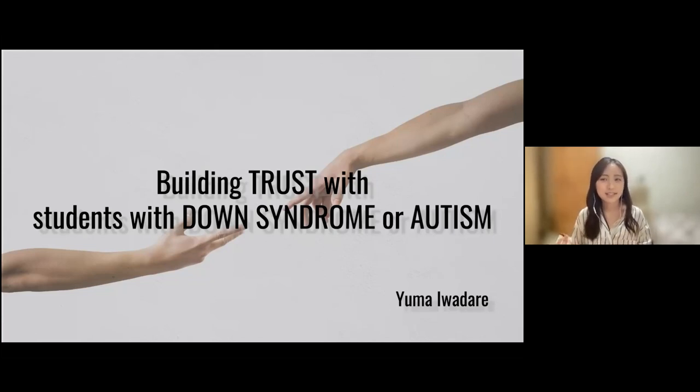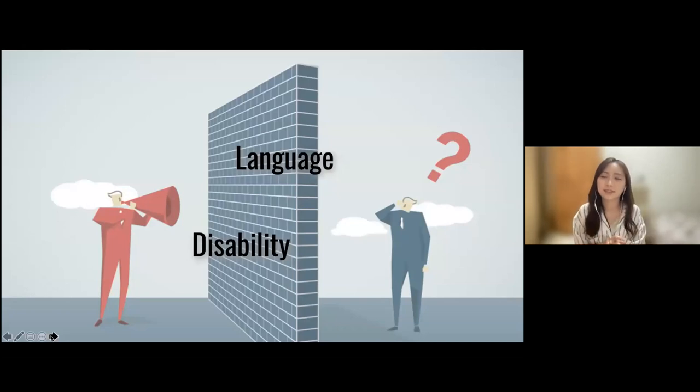I think it's pretty similar to communicating with students with Down syndrome or autism. It's very difficult to catch their feelings and to get them to understand what we say. That's why I think disability is something like a language barrier. If so, the more conversation we have with them, the easier it becomes to understand each other.